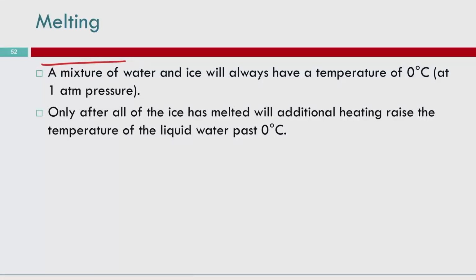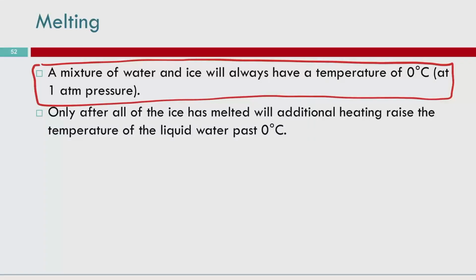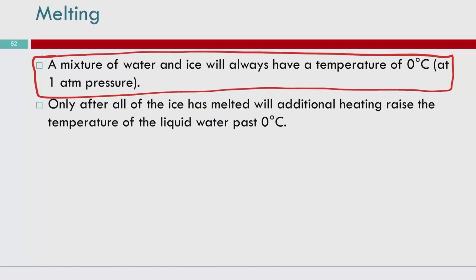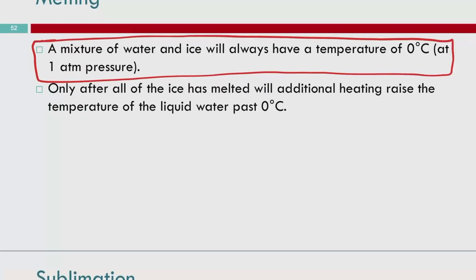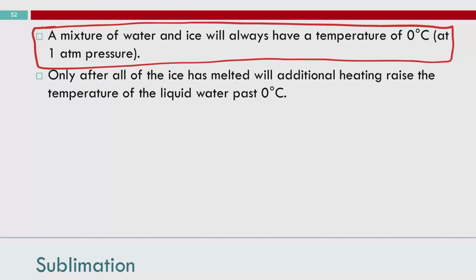And here's that fun fact again, a mixture of water and ice will always have a temperature of 0 degrees Celsius at 1 atmosphere of pressure. Only after all the ice has melted will it get raised past 0 degrees Celsius. Again, we're assuming perfectly good mixing. Once your ice has melted, now you've entered the Wild West. Your water may no longer be 0 degrees Celsius. The same is true for any other drink, like if it's a water-based drink.